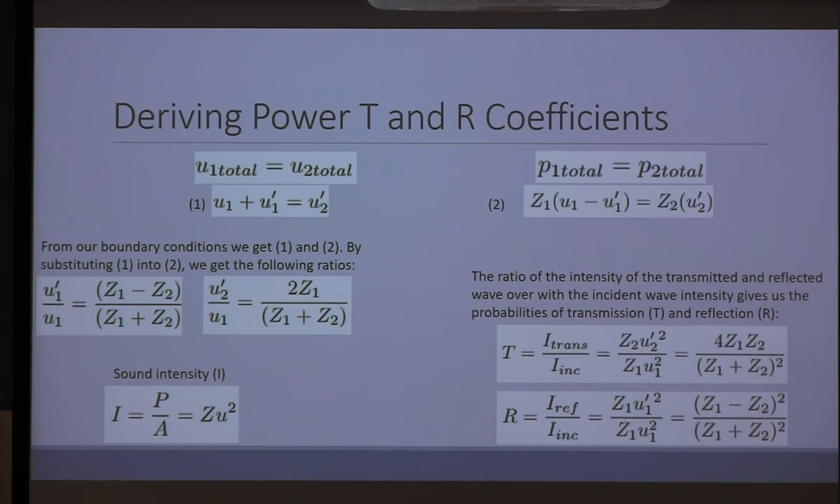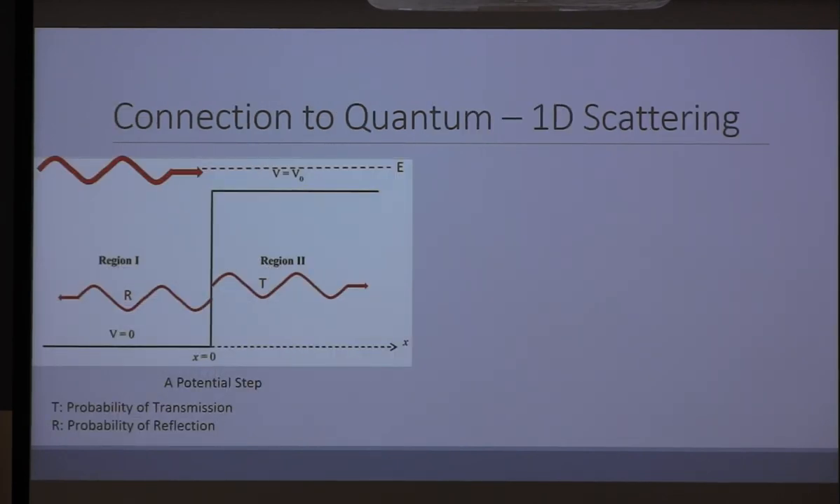In order to determine the probabilities of transmission and reflection, we're going to take the ratio of intensity that's transmitted and divide that by the intensity of the incident sound wave. And we come to these two equations that depend on the impedances of the two fluids. Physics majors that have taken quantum mechanics may recognize these equations, as well as these ideas of the probabilities of transmission and reflection, and that's because we've seen that before in one-dimensional scattering.